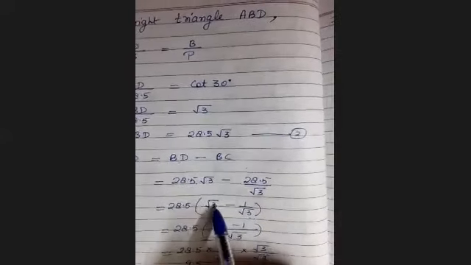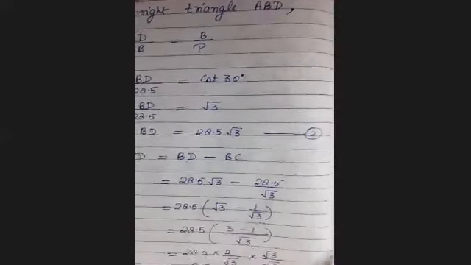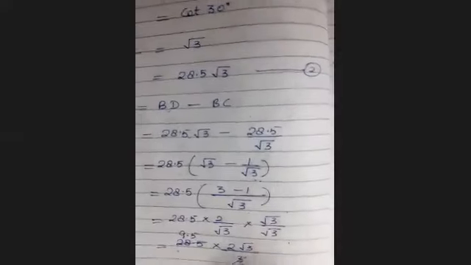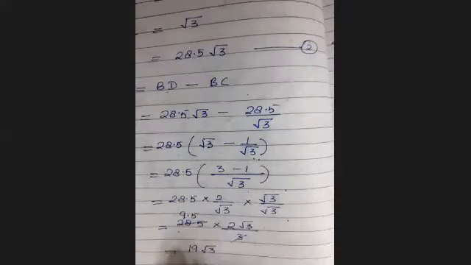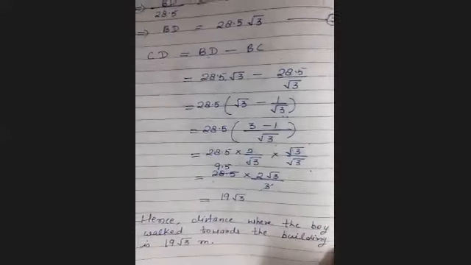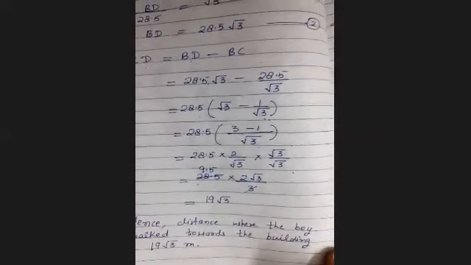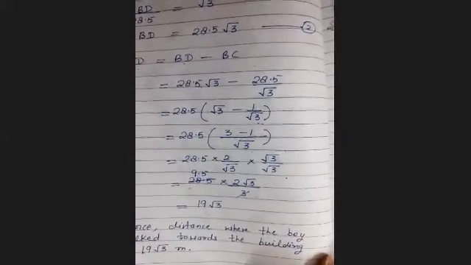By taking LCM, we are getting 3 minus 1 by root 3. 3 minus 1 is 2 by root 3. Rationalizing by root 3, we are getting 2 root 3 upon 3. 3 is cancelled. 9.5 into 2 is 19. 19 root 3 is the distance the boy walked towards the building. This is the final answer of this question.